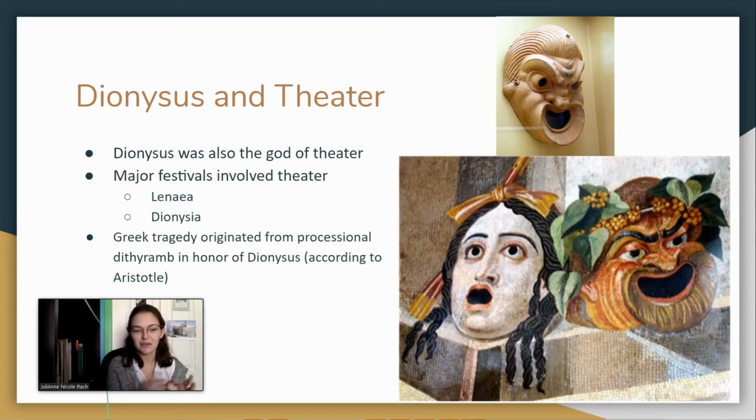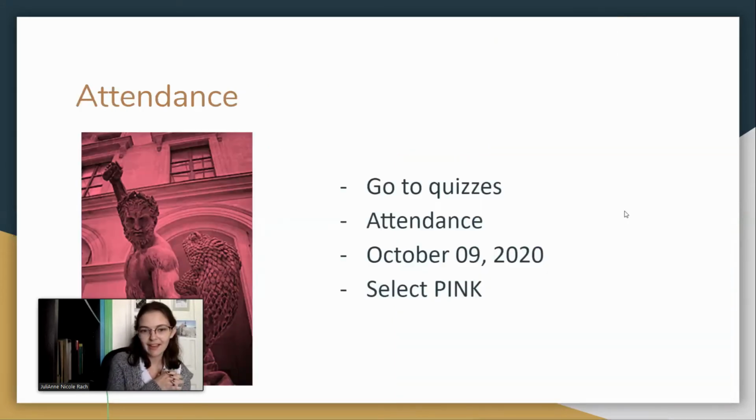So we can move on now. I think up next is attendance, maybe. So we'll go ahead and take 2 minutes for attendance, and then Darcy can talk more about the rural and the city Dionysia. And it's pink today.